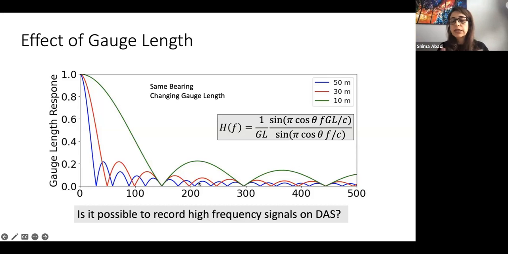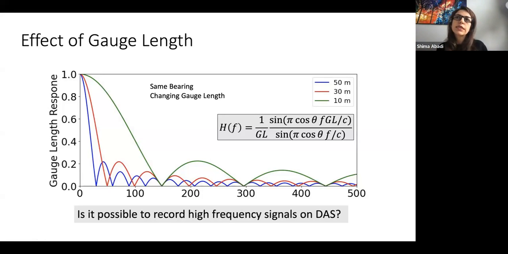So if we are interested in recording a frequency like 200 hertz, for example, we have a chance to record 200 hertz here at 10 meter, but a very low chance of recording 200 hertz at 50 meter or 30 meter gauge length. So this is just a simulation showing the impact of gauge length.